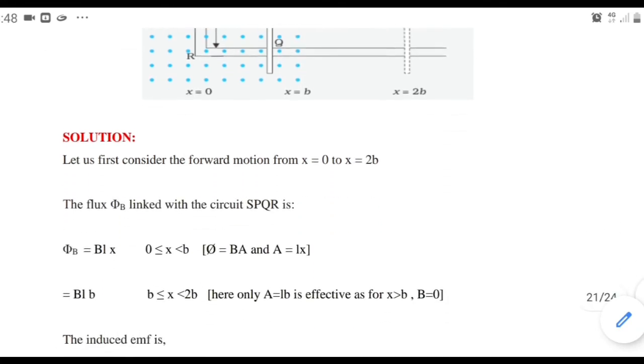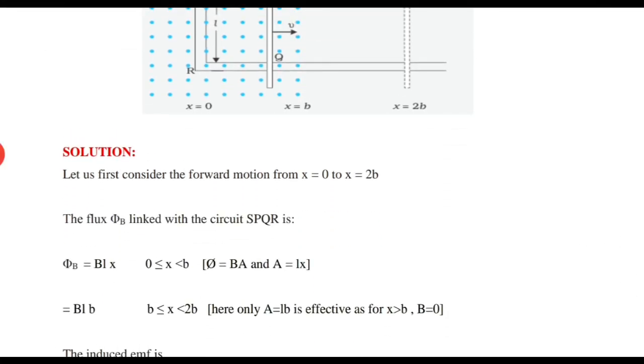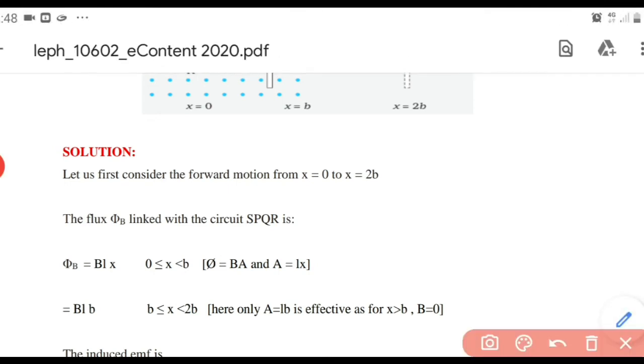The expression for magnetic flux when the conductor is moved from x equal to 0 to x equal to b is BLx. That's what is given here. That is BLx, when x is between 0 and b.